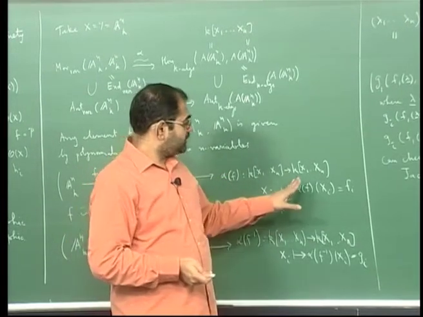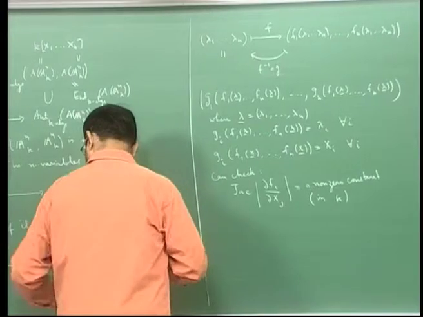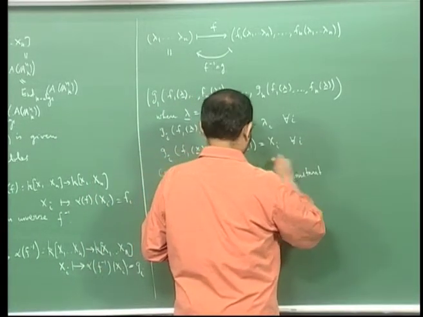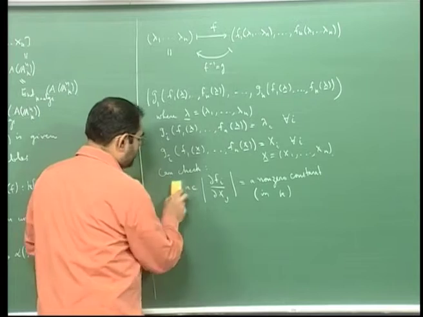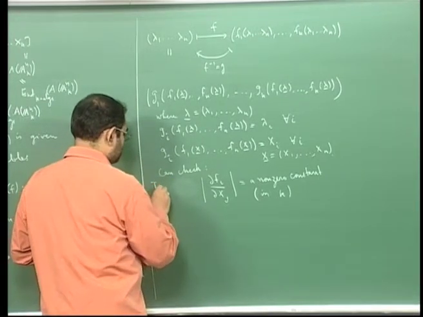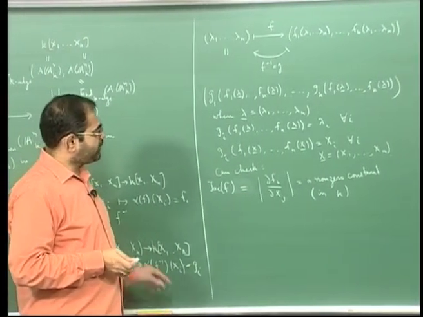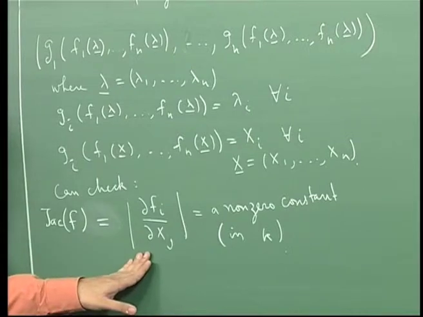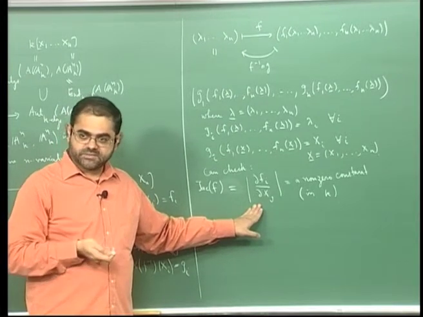Then if you look at the Jacobian determinant, maybe it is better to write it as the Jacobian of f, where x underline stands for x1 through xn, and call it like this. The point I want to make is that if you calculate this Jacobian determinant, you expect it only to be a polynomial, because every entry is a polynomial gotten by taking a partial derivative with respect to one of the variables.